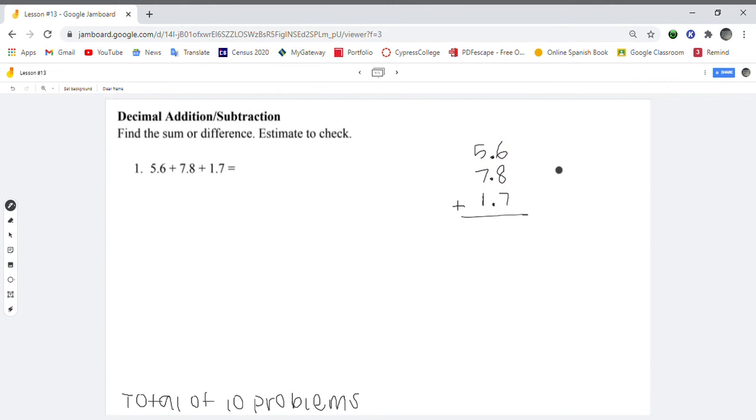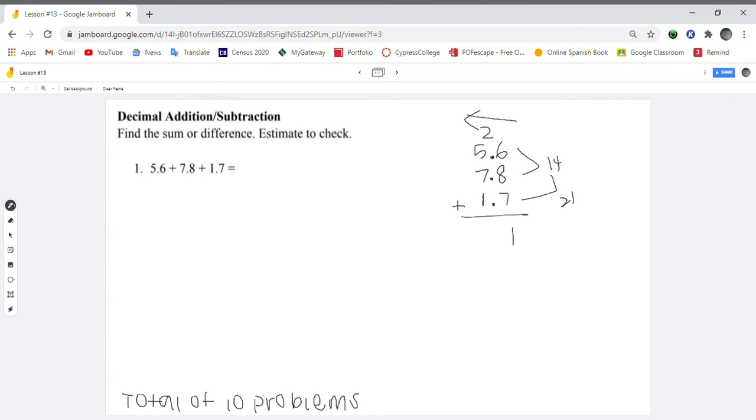So now let's go from right to left. So 6 plus 8, which is 14. And 14 plus 7 is 21. So we're going to place the 1 down here and 2 up here.